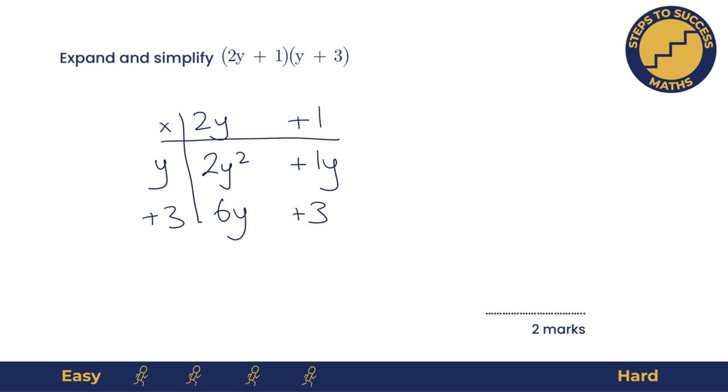Now, let's combine them together. So we've got 2y squared. We've got to add 1y and 6y, so that's 7y. And we've got plus 3 at the end.